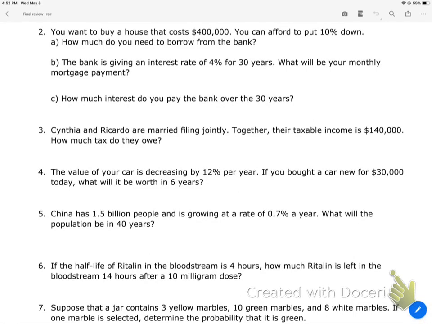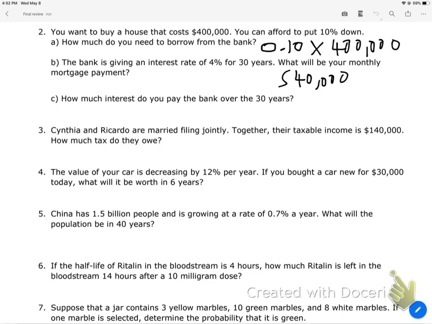Right, you want to buy a house that costs 400,000. You can afford to put 10% down. So what you're saying to yourself is, what is 10%, so 0.10, of 400,000? Now that comes out to be 40,000.